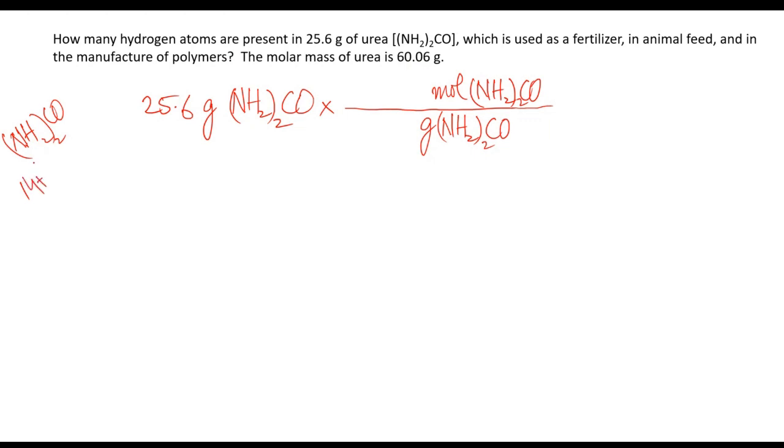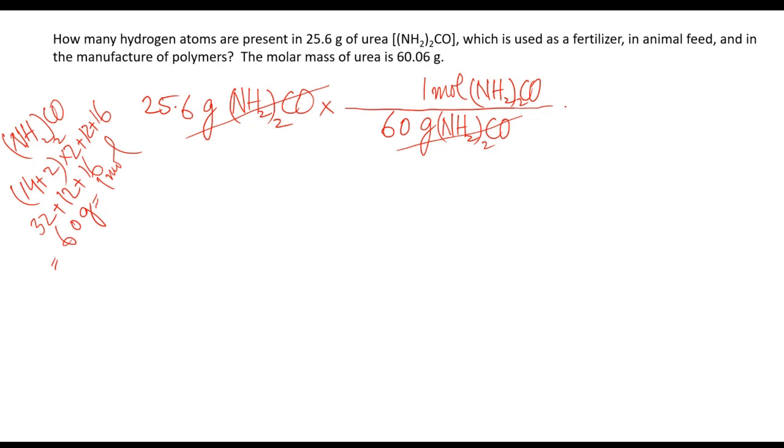Nitrogen 14, hydrogen 1 multiplied by 2, then multiplied by 2, plus carbon 12 plus oxygen 16. So 14 plus 2 is 16, 16 multiplied by 2 is 32, plus 12 plus 16. What is the answer? 60. 60 gram is equal to 1 mole. So 1 goes with mole and 60 with gram. Gram of urea cancels. What is your answer? It is 25.6 divided by 60, which is 0.42 mole of urea.